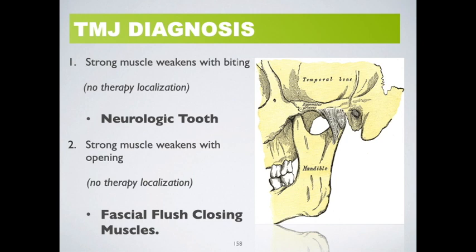Now, strong indicator muscle weakens with opening, with no therapy localization. That's going to be a situation that we call fascial flush, the need for fascial flush to the closing muscles. Fascial flush, remember from session 1, is what we typically will use to treat the hypertonic antagonist to the primary weak muscle that we will fix with spindle cell, O&I, or GTO.